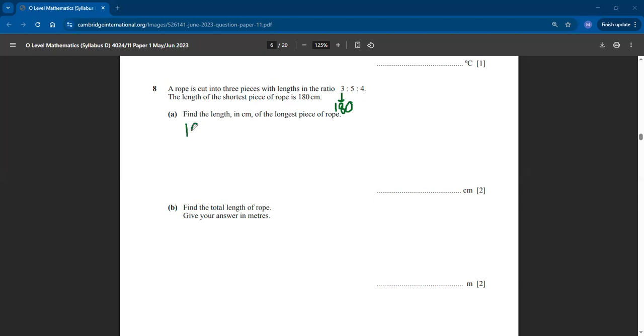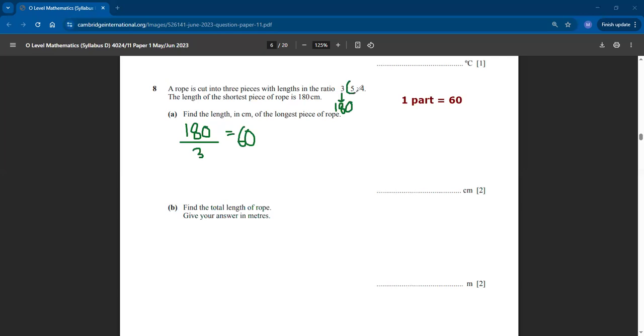How do we do that? 180 divided by 3. What would we get? We would get 60. That means one part represents 60, okay? So let me just put that in over here. One part equals 60. All right, okay? Now find the length of the longest piece of rope.